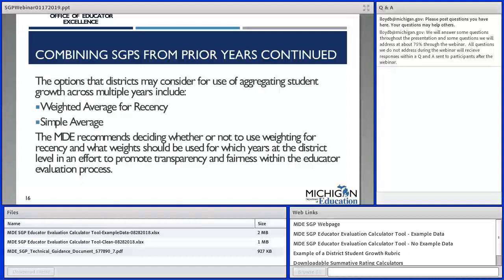So there are different options for districts to consider for aggregating student growth data across multiple years. Within the MDE student growth calculator tool, the default is actually to aggregate by weighting the average for recency. The Office of Educator Excellence within MDE has repeatedly stated and prioritized that educator evaluation should be all about facilitation of continuous improvement. So all of our practices and policies are centered around that why. That is the why of educator evaluations.